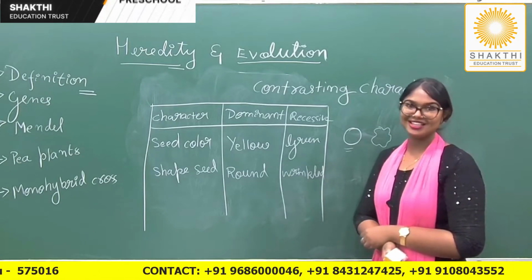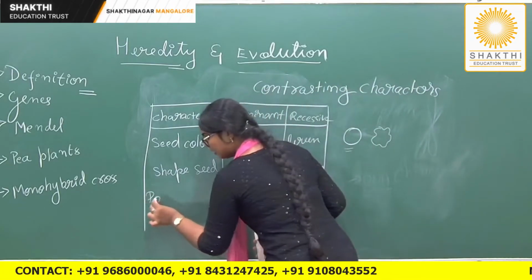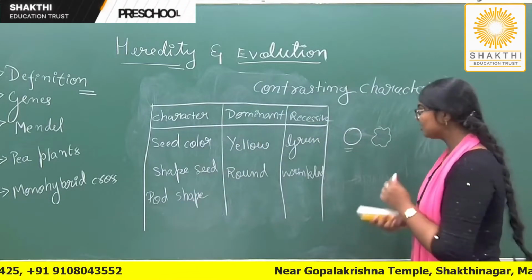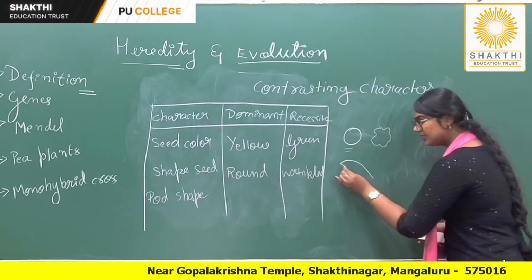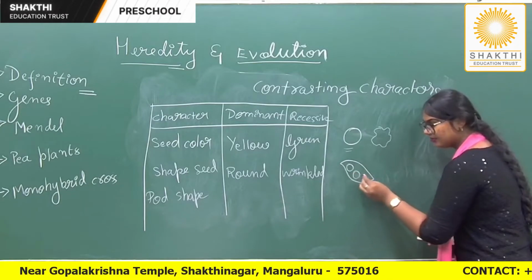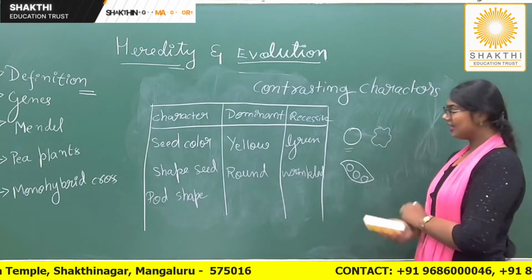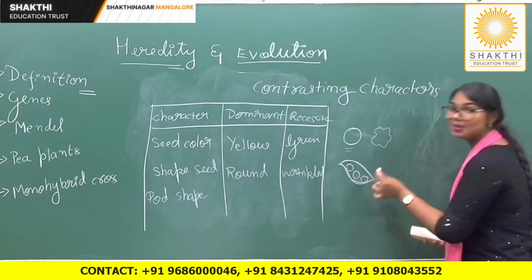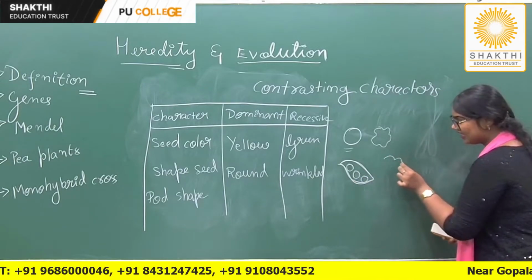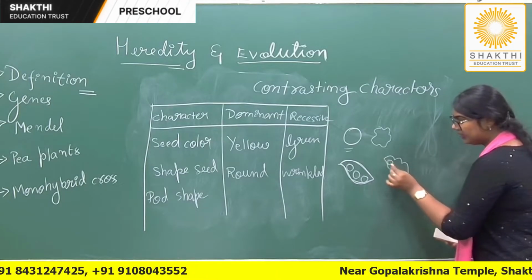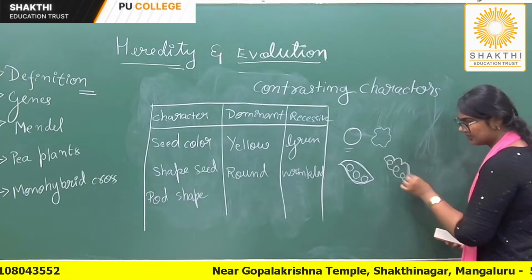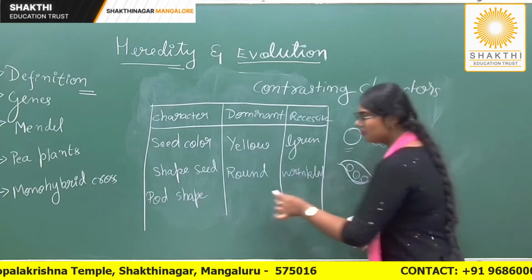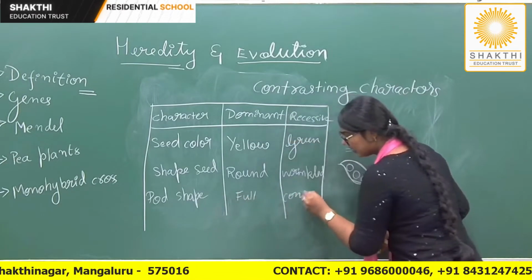So wrinkled seeds. Next we have the pod shape. Now for those who do not know what pods are, you must have seen the pea plant, and in the pea plant the seeds are present in this bag like structure. These are called pods. Now pods again are of two varieties. First one is a full pod like this, the normal pod that we see usually. And the second one is the constricted pod. It has constrictions like this, foldings like this. So these are called the constricted pods. So we have full pods and we have the constricted pods.